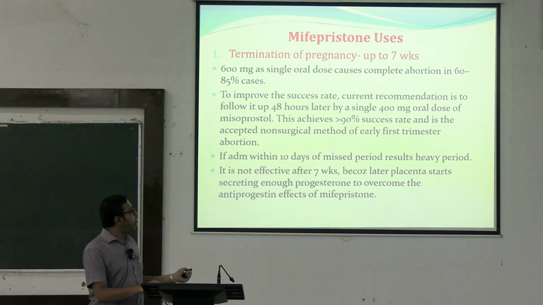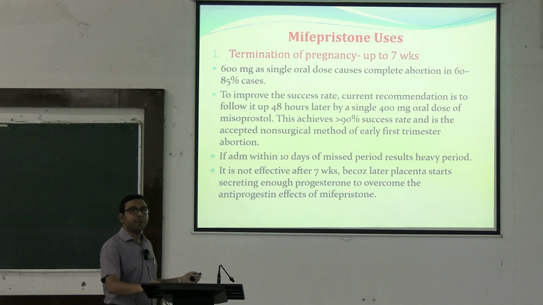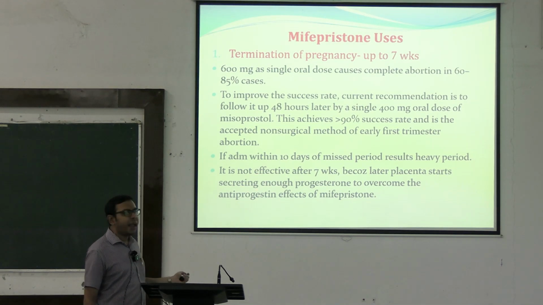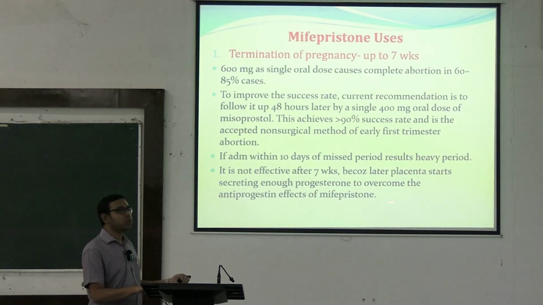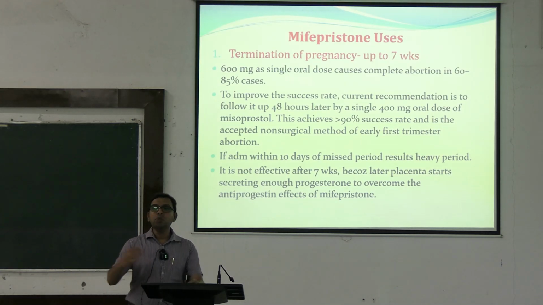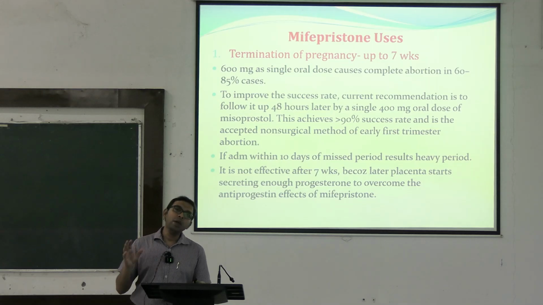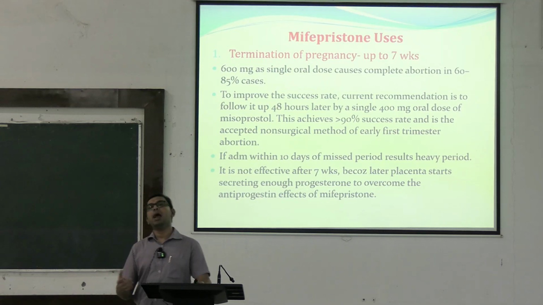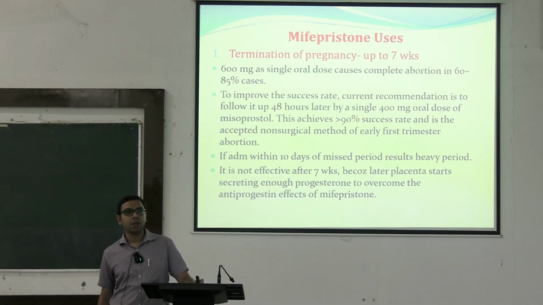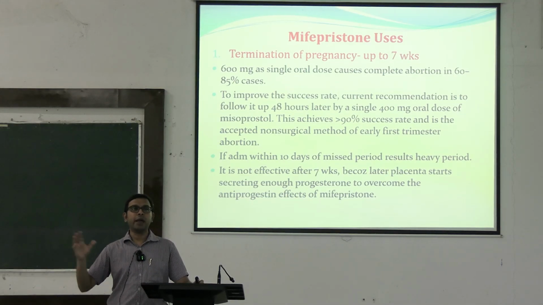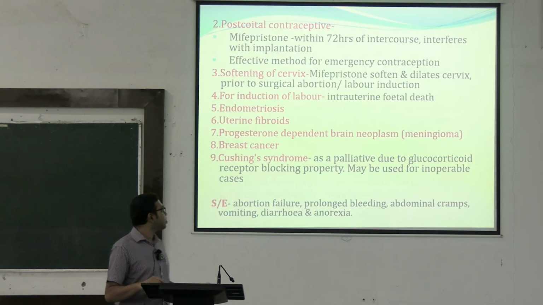If administered within 10 days of the missed period, it usually results in heavy menses. It is not effective after 7 weeks, usually 7 to 10 weeks, because later the placenta starts secreting enough progesterone to overcome the anti-progesterone effect of mifepristone. Usually the progesterone release from the placenta and corpus luteum is increasing. So, if we use mifepristone after 7 weeks, there will be so much progesterone that mifepristone cannot block it all. So, the chances will be very meager.